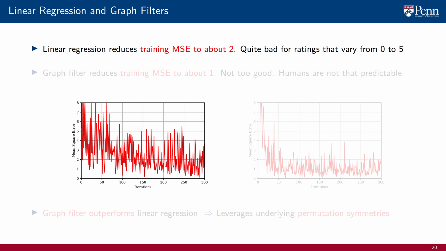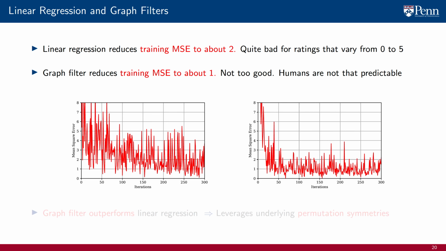It brings down the MSE to about 2, and this is quite bad for ratings that vary from 0 to 5. The graph filter reduces the training MSE to about 1. This is not too good, but the challenge here is that humans are not that predictable. An MSE of 1 is considered good in a recommendation system.